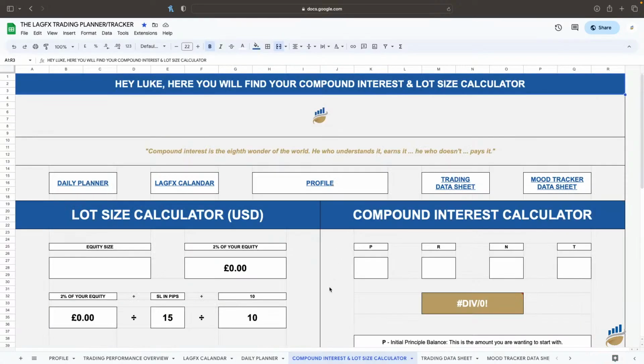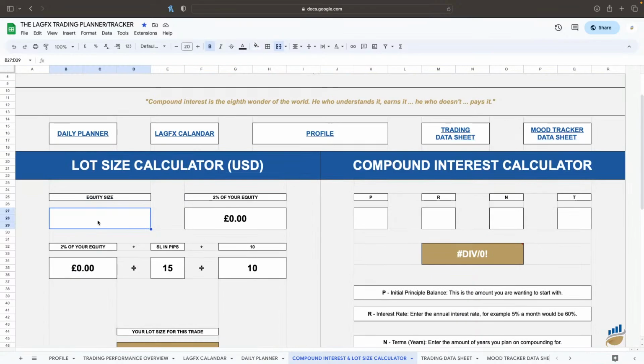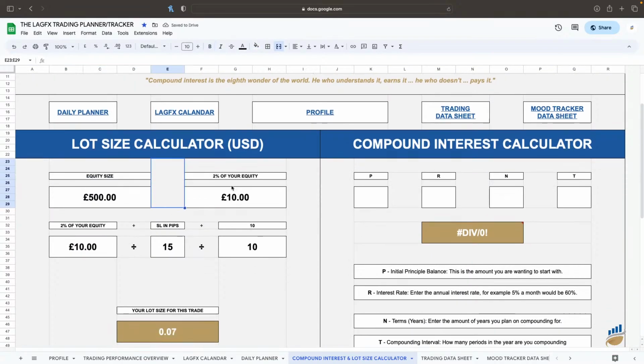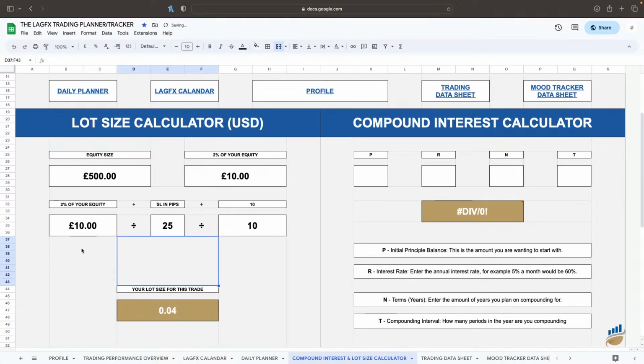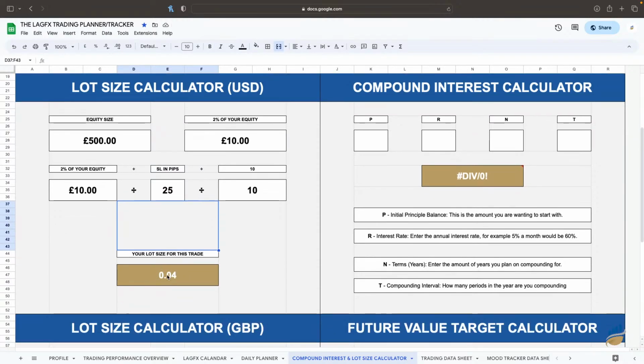Compound interest and lot size calculator. So equity size, let's say 500. It automatically works out 2% of your equity, which is £10. Let's say I send a trade out to the guys, and that trade has a 25 pip stop loss. Perfect. It automatically allocates that £10 here, which is part of the formula, and that gives you your lot size straight away.